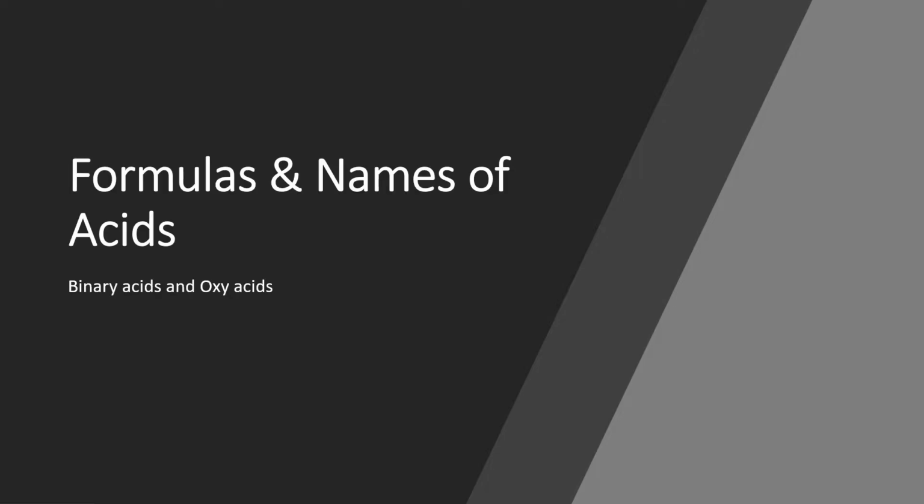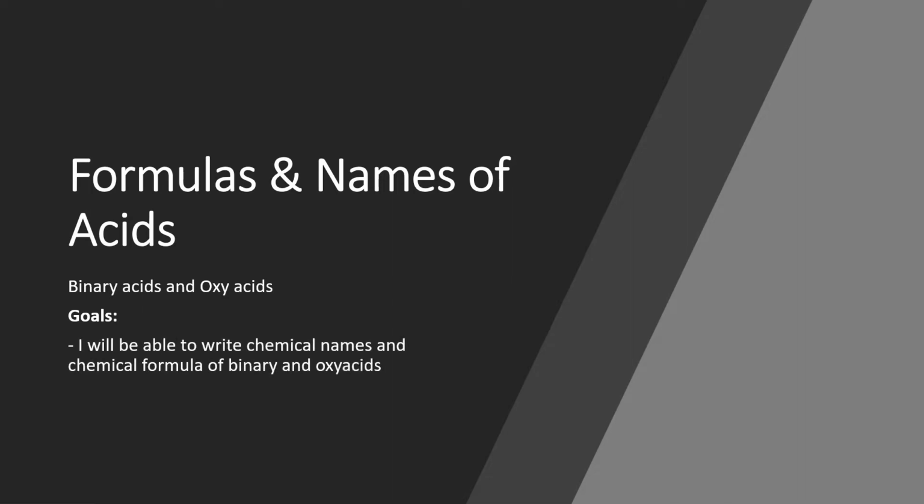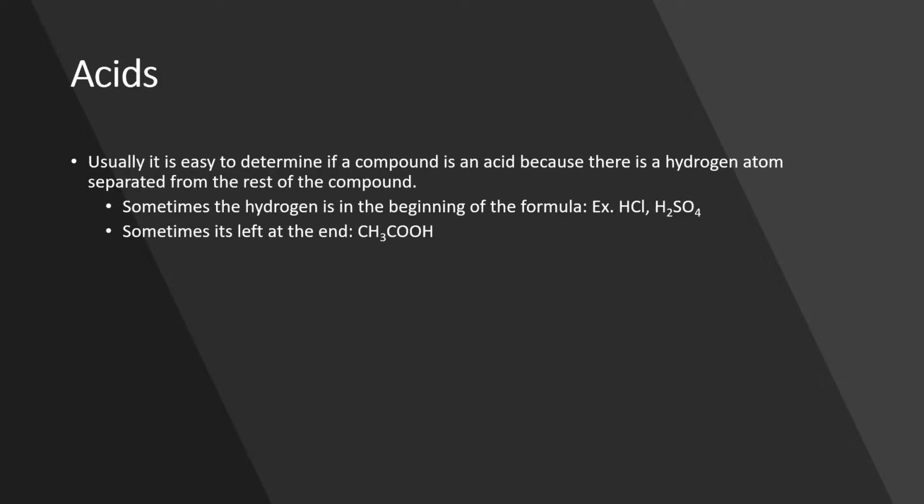So this video is going to be about the formulas and names of acids, and the goal of this video is to be able to write chemical names and the chemical formulas of binary and oxy acids. It's pretty easy to identify if a compound is an acid due to the hydrogen atom present at the beginning or end of a formula.